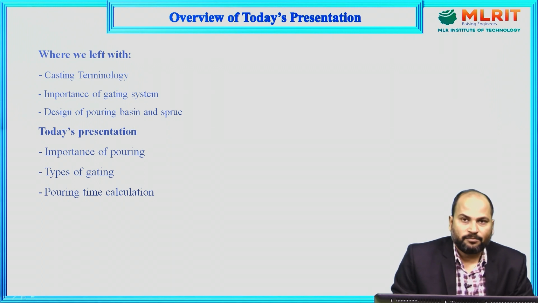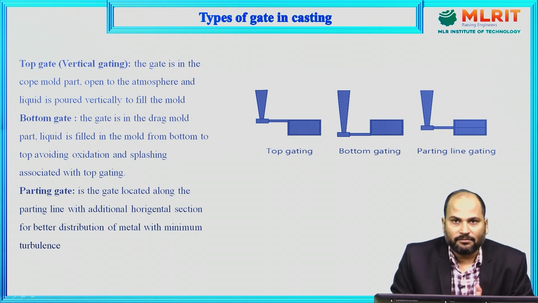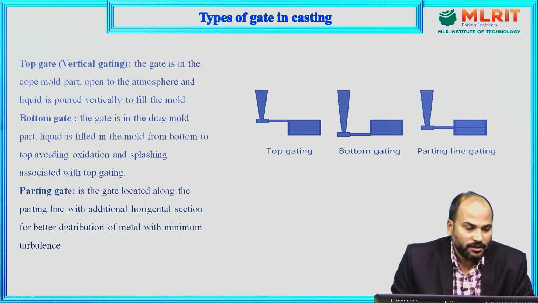Today we will discuss the importance of pouring, why we need pouring. Then we will see how many types of gating systems there are, meaning different types of gates, and then we will see how to calculate the pouring time. Basically there are three ways through which metal can enter the mold cavity. The first one is known as top gate, also known as vertical gating.